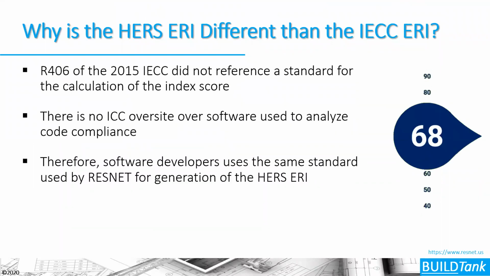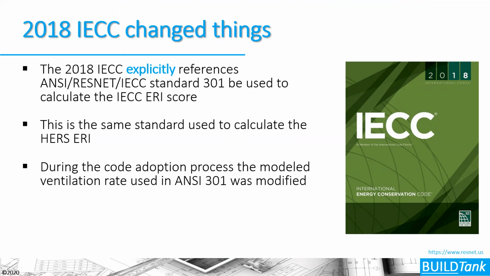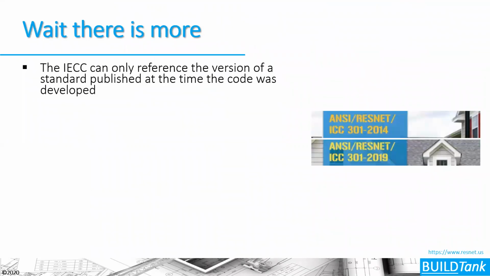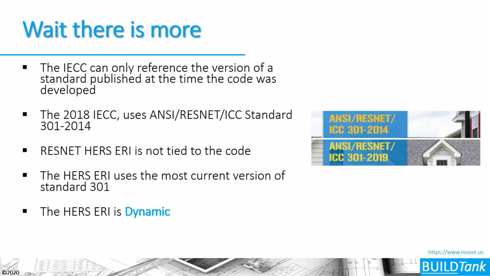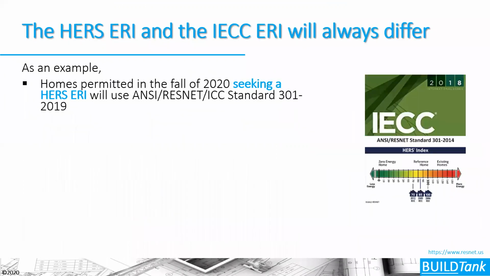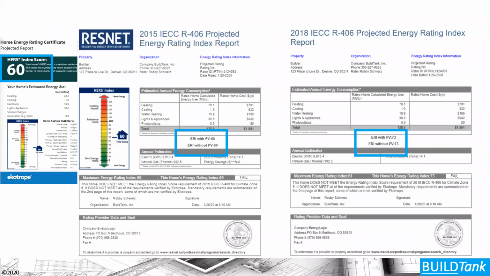we just unfortunately don't have time to talk specifically about why the index scores are different from each other in both of the systems. The main reason, as I scroll through here, is that when the code was adopted, the code amended the ventilation section of the ANSI 301 standard for how you develop an energy rating index score. And because of that, these scores changed pretty dramatically.